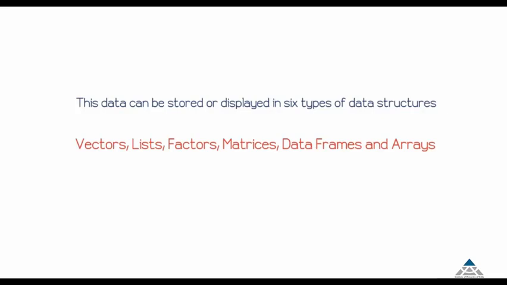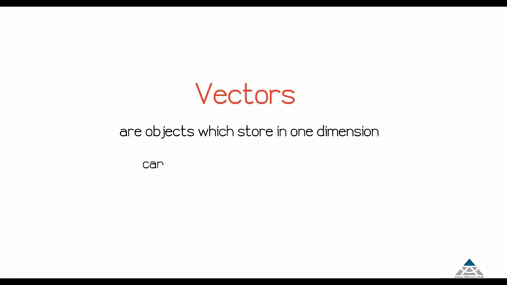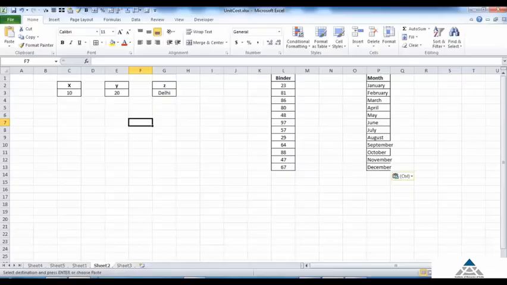Remember that these data structures are objects, and the data stored in these structures are also objects. The first type is vectors. Vectors are objects which store in one dimension and hence can save only the same type of data, say values of only one variable. For example, variables x, y and z have only one value, or these variables have multiple values but of the same type. If one is numeric, then all must be numeric. If one is character, then all must be characters.